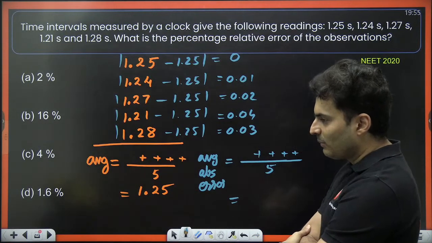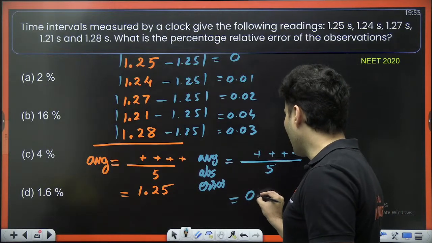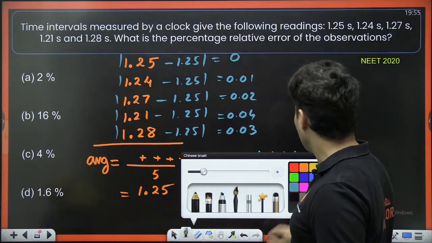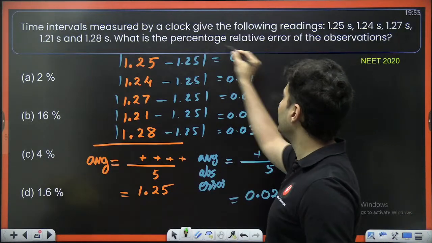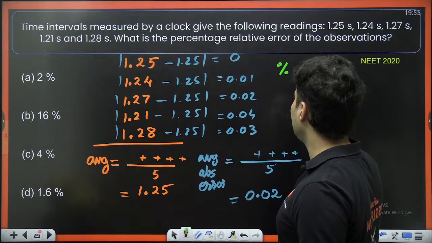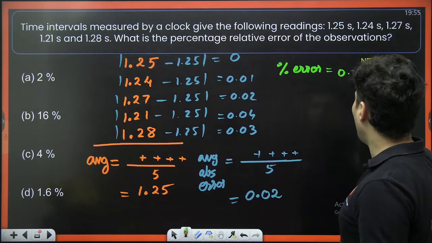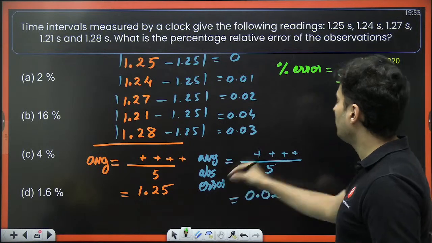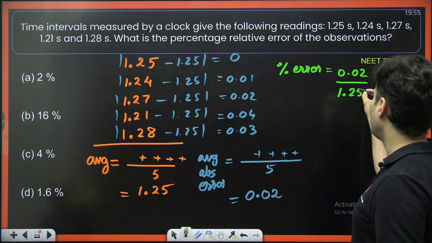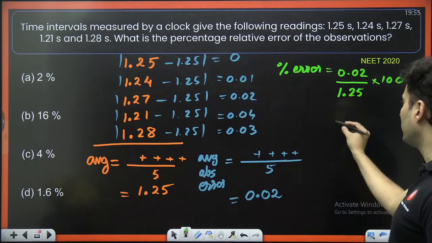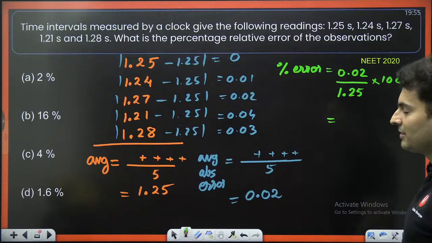0.1, yes, divided by 5 will be 0.02. Very good. But that's not the answer. Answer is find the percentage relative error. So percentage error will be the error which is 0.02 divided by the most probable value, which is 1.25, into 100. Come on, do the math and tell me how much is this coming out to be.